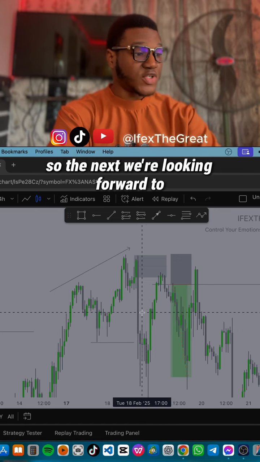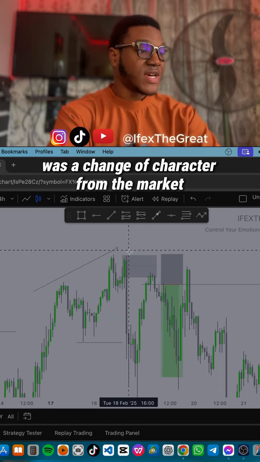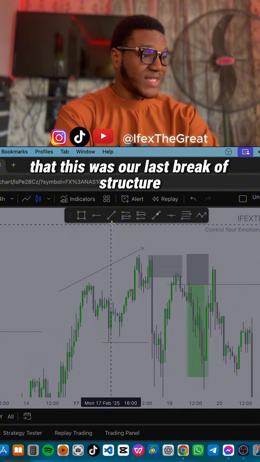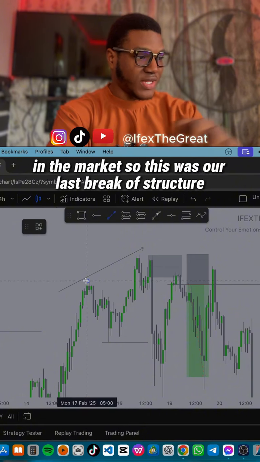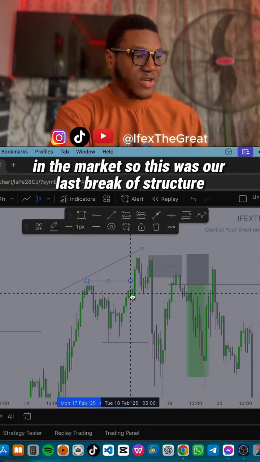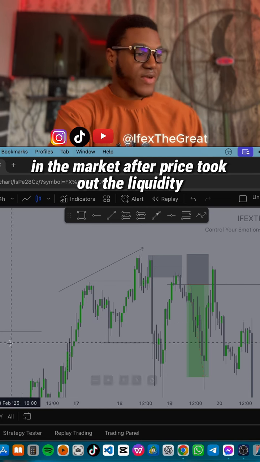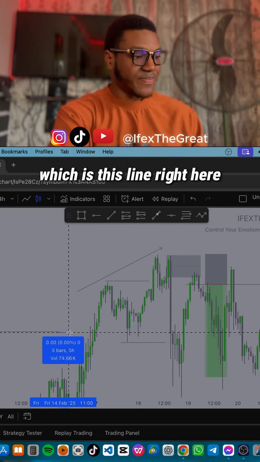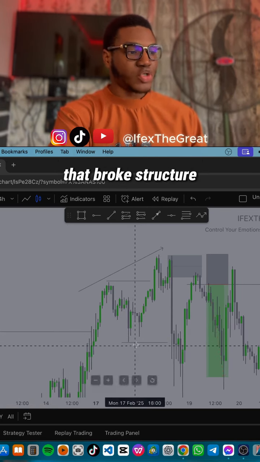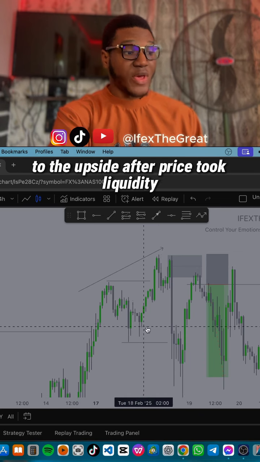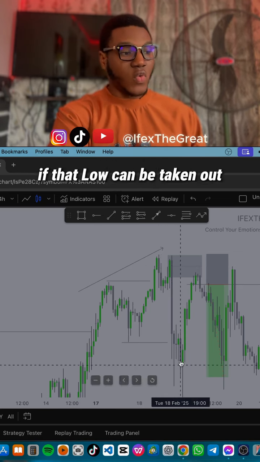So the next thing we're looking forward to was a change of character on the market. You can actually see here that this was our last break of structure in the market, our last valid break of structure after price took out the liquidity, which is this line right here. So since this was our last low that broke structure to the upside after price taking out liquidity, reversal is only going to happen if that low can be taken out.